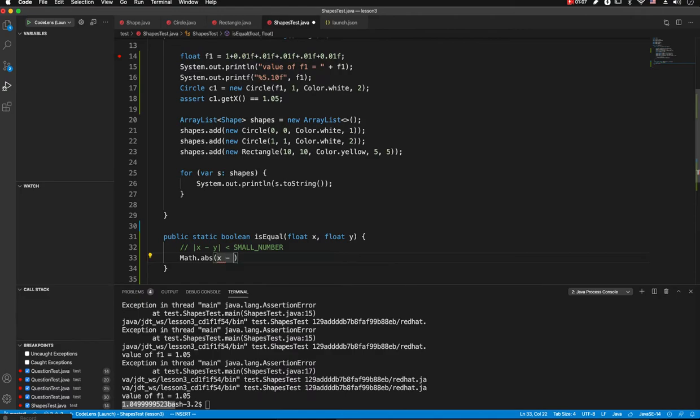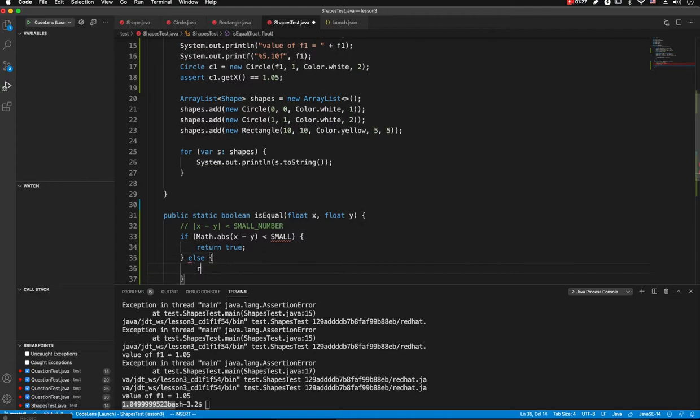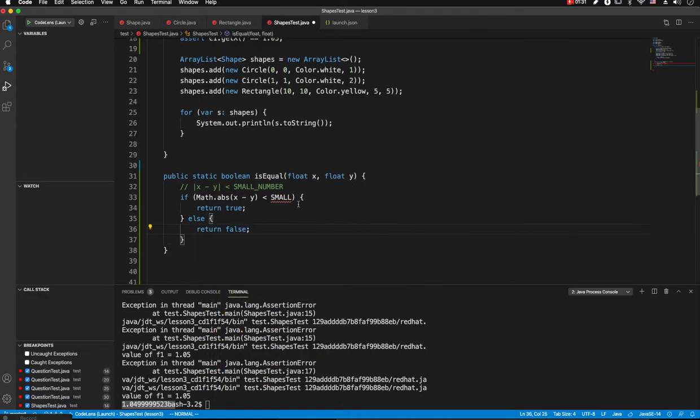So take the subtraction of x and y, but absolute, so it ignores the sign. So that is the difference. If the difference is small enough, some small number, then we say that is equal. Otherwise, we say that is not equal. So that's the idea. Then how small is good enough?